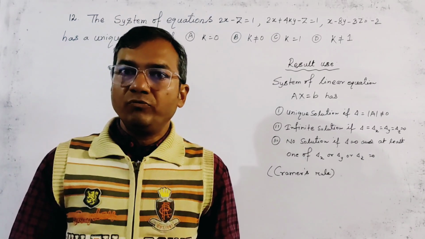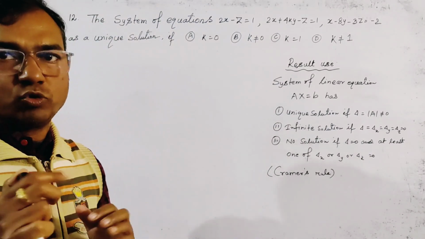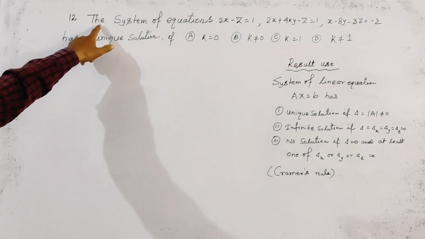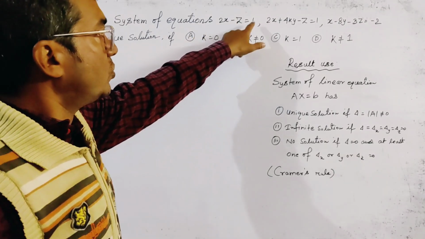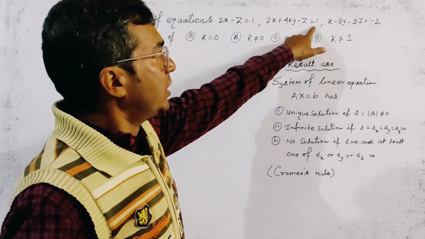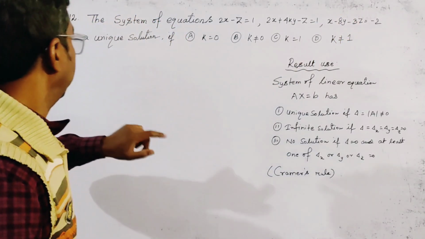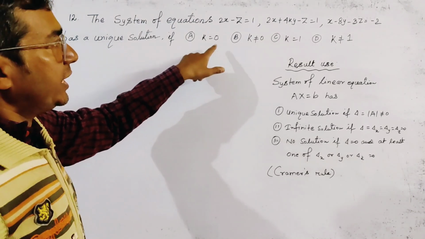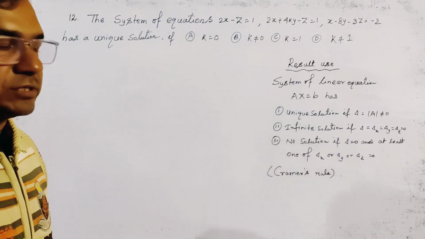This is an MCQ from a previous year paper of the Assistant Master Recruitment of PSC, and the problem is: the system of equations 2x minus z equals 1, 2x plus 4ky minus z equals 1, x minus 8y minus 3z equals minus 2 has a unique solution if the value of k is given in 4 options. Okay, we have to choose the correct option.